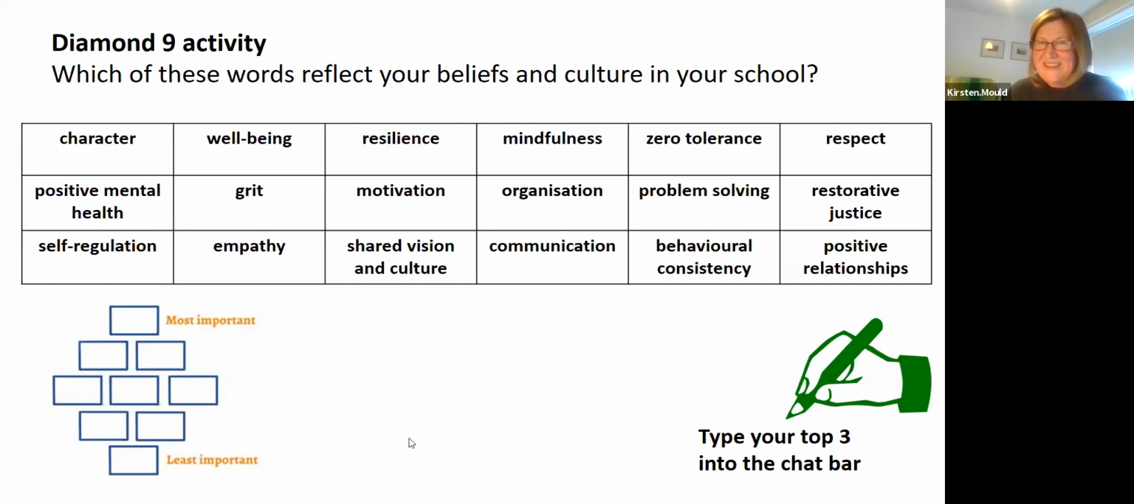Language can be different across phases as well. Primary and secondary schools talking about social emotional learning can sound quite different. Really developing that shared language, that shared understanding, means that we can be much more explicit about social emotional learning in schools. So if we have a look at some of the debates, Nikki, if we can move on.